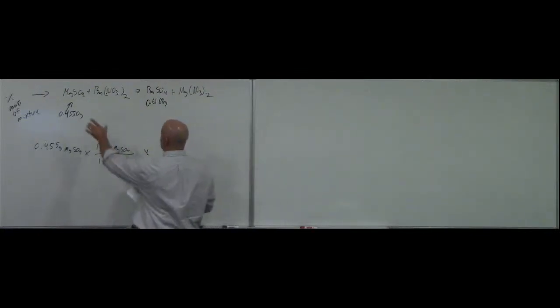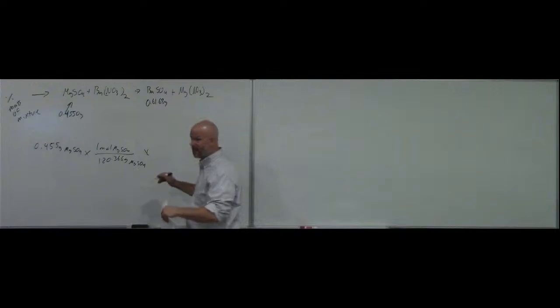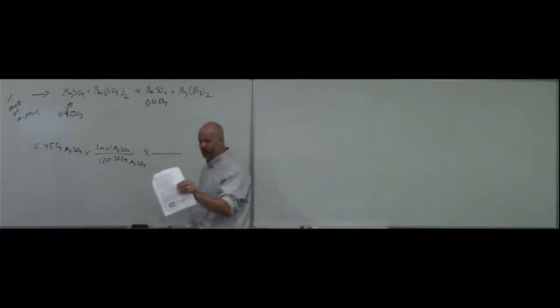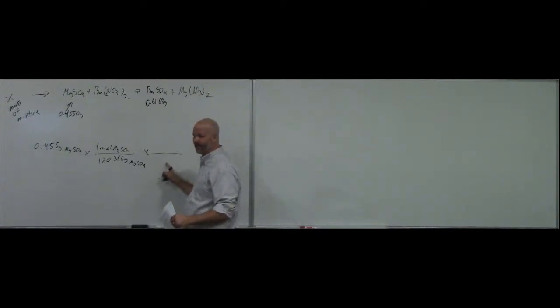Okay. Then I do a mole-mole ratio. I've got 1 mole of this, 1 mole of that, so that cancels out very nicely. I still want to put it though, so I see my steps, how I convert it from one to the other. Ben, I'm going to pick on you. Which one goes on bottom? MgSO4. That's right. It's going to be 1 mole of barium sulfate.